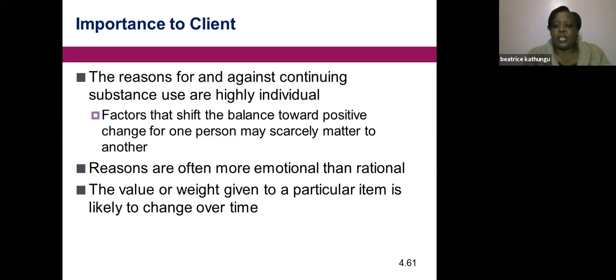So for me, having a sickness might be a big motivation to make me want to change. For another person, having that same sickness may not be a big deal. So that's why we are being challenged to reflect on what is the personal meaning of the factors that the client is telling us. For one client, just keeping their family.